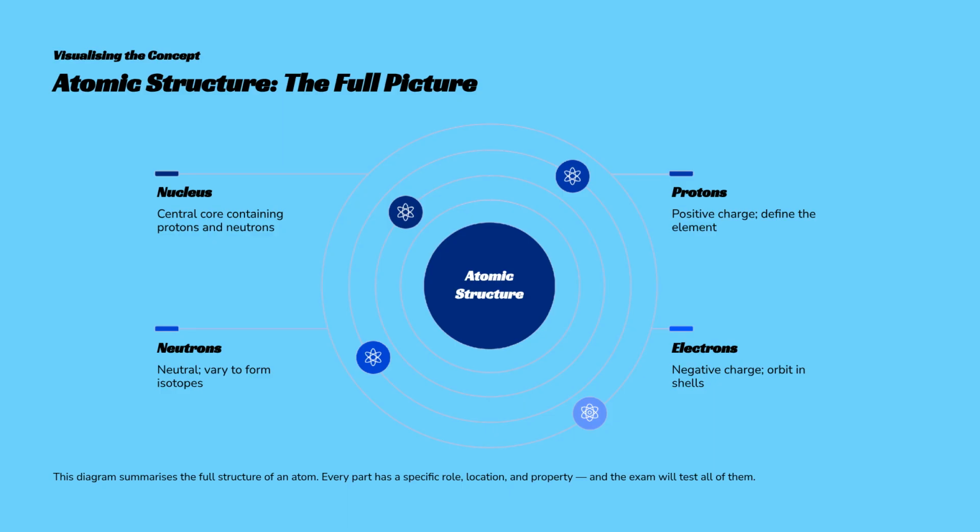Visualizing the atom helps solidify these concepts. The nucleus holds the identity of the element through protons and adds mass through neutrons. Electrons define the charge and reactivity by occupying shells outside the core.